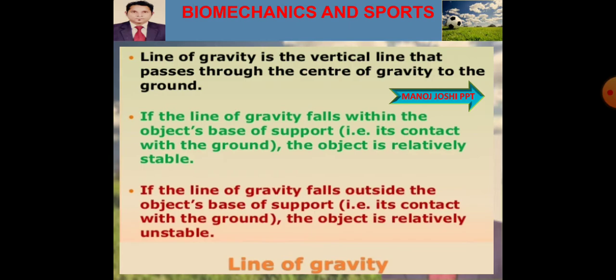So the line of gravity is the vertical line that passes through the center of gravity to the ground. If the line of gravity falls within the object's base of support, its contact with the ground, the object is relatively stable. If the line of gravity falls outside the object's base of support, its contact with the ground, the object is relatively unstable. So these are the facts about the center of gravity.